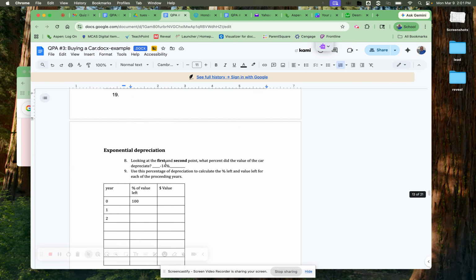I'm going to go back to what I was doing. So, I know it's going to drop 14%. So in year 1, it's going to subtract 14. And then it's going to be 86. I'm going to subtract 14. Oh no, sorry, I messed up. Times 0.86. I'm going to 86. I'm going to go times 0.86.